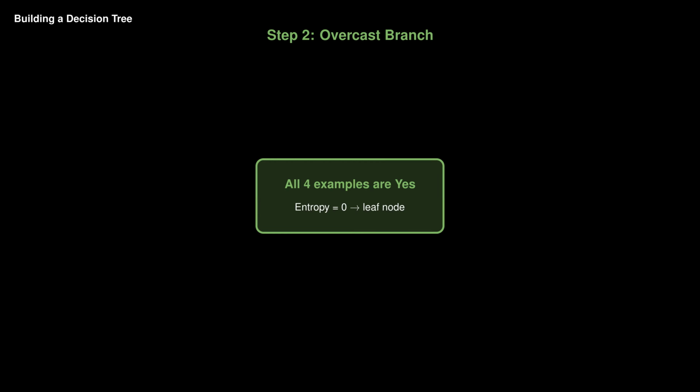The Overcast branch is the easy one. All 4 examples have the label yes. Entropy is 0, nothing left to split. This becomes a leaf node: Yes, play tennis. Whenever the Outlook is overcast, we play.